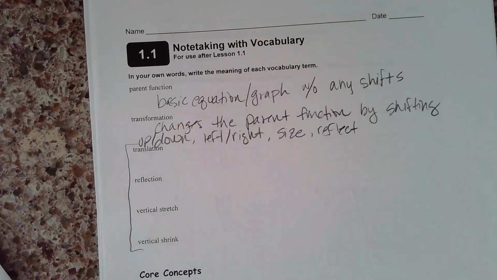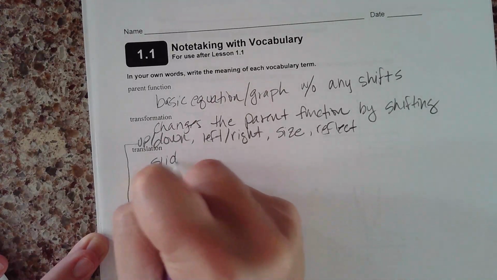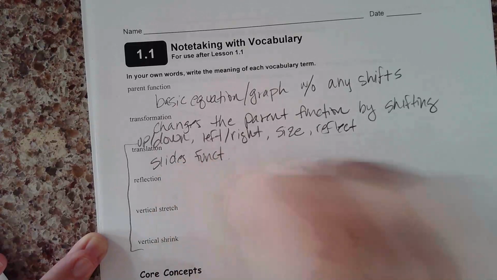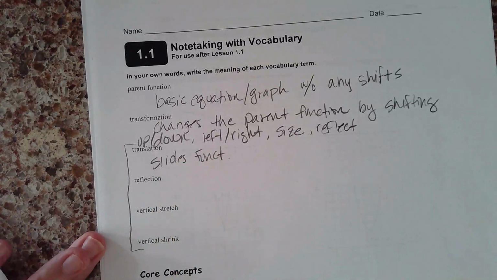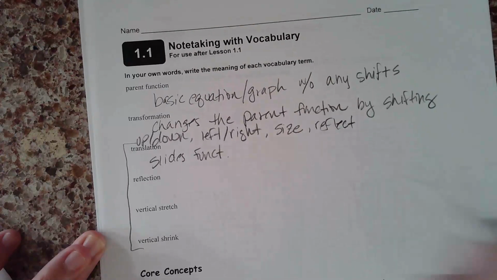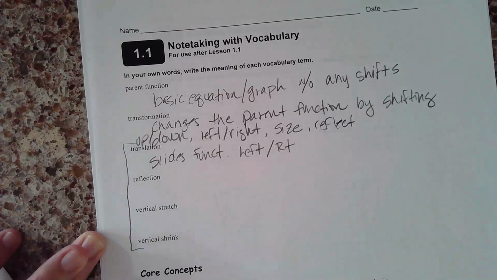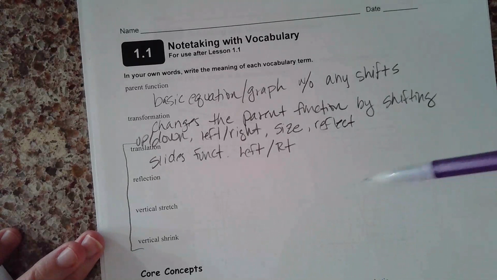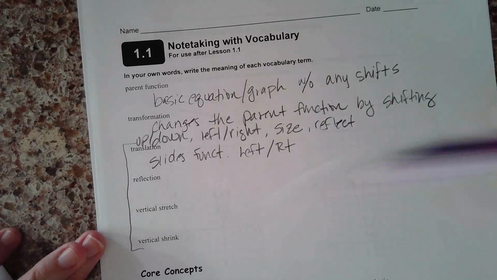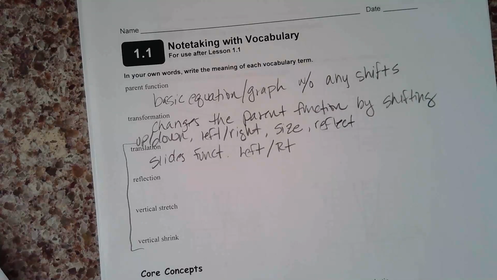The first one is a translation. You probably remember this from geometry, but basically what this means is it slides your function. Think of it on your graph. It slides your function, the shape stays the same, it stays the same size. Normally we say it slides your function either left or right. Basically it's just moving it around on your graph, left to right, or it could move it up or down.